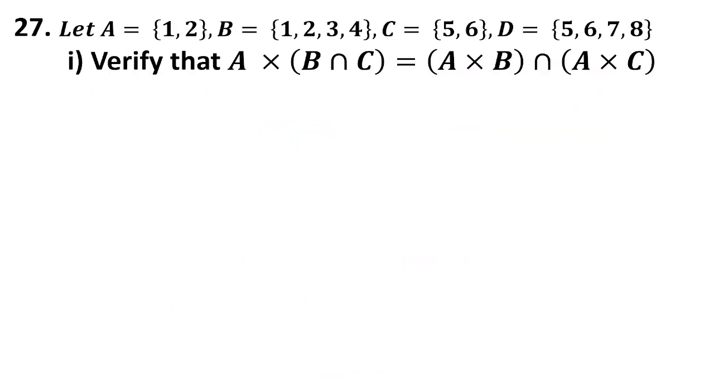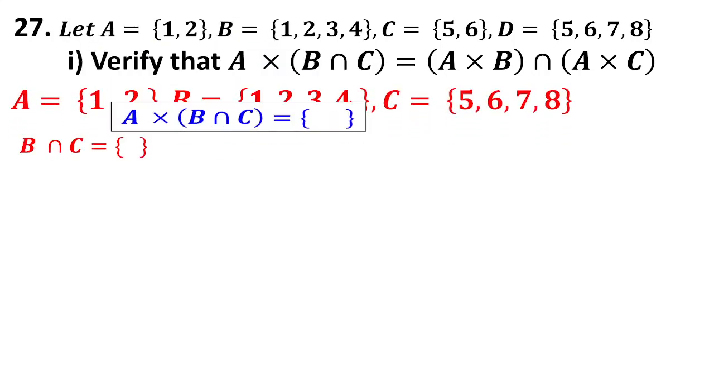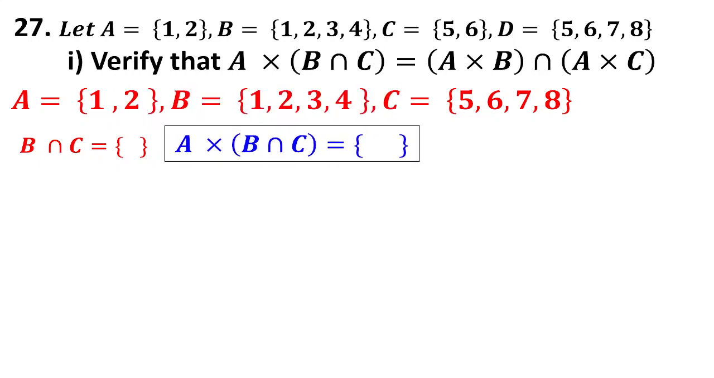Question number 27. Let A is equal to {1, 2}, B is {1, 2, 3, 4}, C is {5, 6} and D is {5, 6, 7}. Verify that A cross (B intersection C) is (A cross B) intersection (A cross C). Let us go for finding B intersection C. And B intersection C is an empty set. Therefore, A cross (B intersection C) will be always empty.